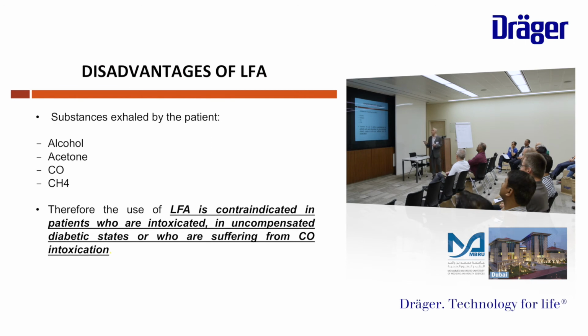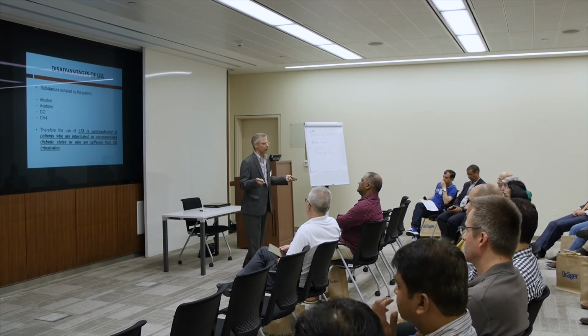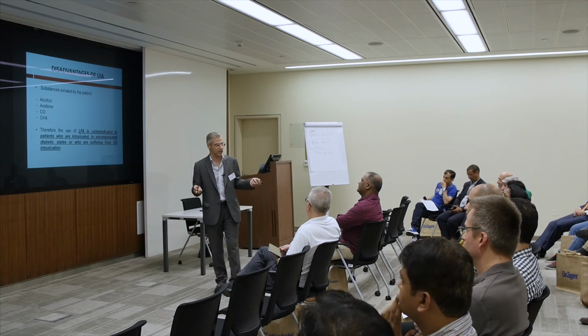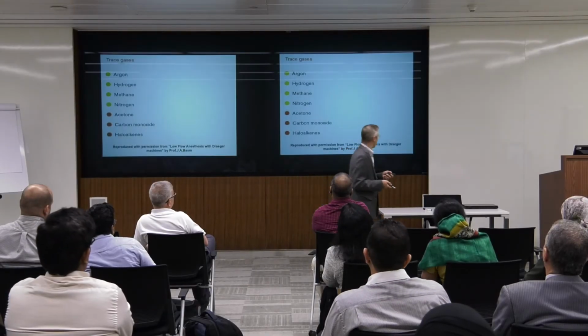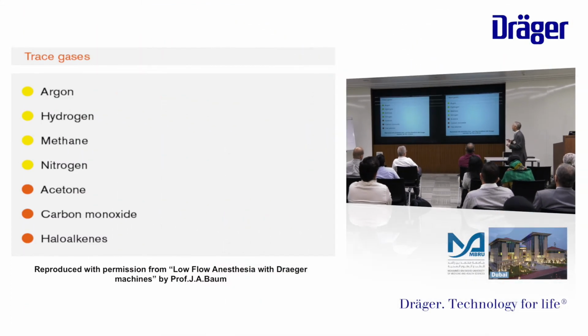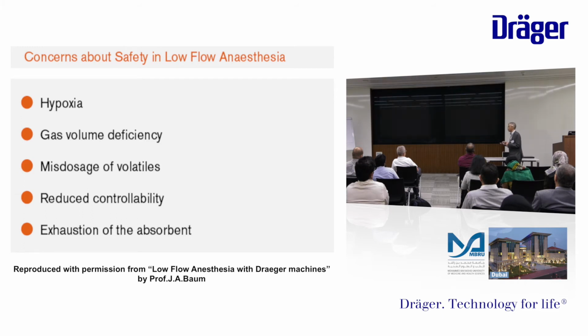We can't use the low flow anesthesia with alcohol intoxicated patient, with a patient with carbon monoxide toxicity, or with diabetic patient. Therefore, there is a limitation of using low flow anesthesia with this type of patient. But I don't believe that these patients exceed 0.5% of what we are seeing per year. Do you agree? Argon, hydrogen, nitrogen, acetone, carbon monoxide. Concerned about safety in low flow anesthesia, you have to keep this in mind all the time. Guard against hypoxia, the gas volume deficiency, missed doses of volatile anesthetic, exhaustion of absorbent.